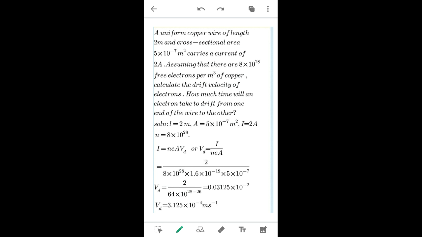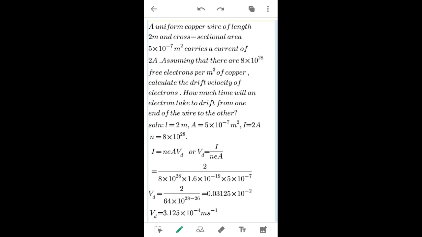Let us start with a uniform copper wire of length 2 meter and cross sectional area 5 into 10 raised to minus 7 meter square, which carries a current of 2 ampere. Assuming that there are 8 into 10 raised to 28 free electrons per meter cube of copper, calculate the drift velocity of electrons. How much time will it take to drift from one end of the wire to the other end?